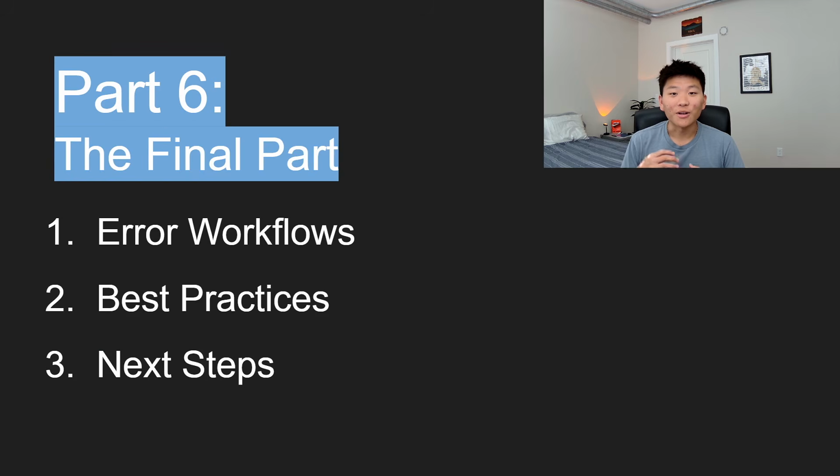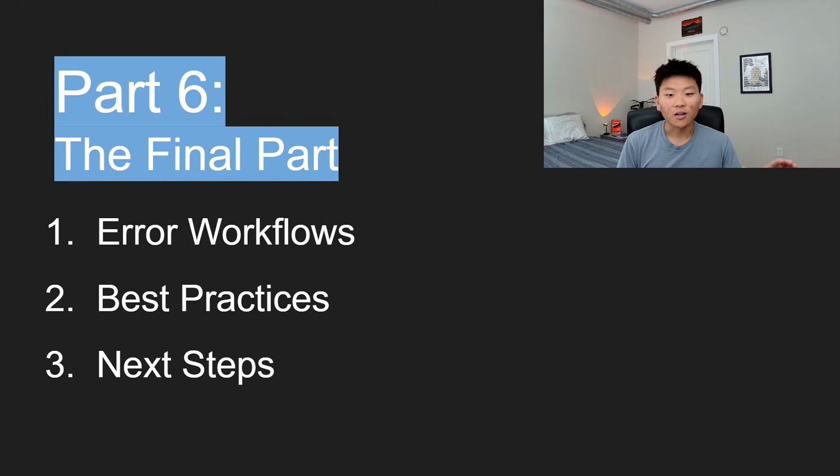All right, we have now made it to part 6, which is going to be the final part of this masterclass. We've covered a lot of ground. We started with the basics of n8n, building your first workflow. We created an AI-powered agent using RAG and vector databases. We made API calls and HTTP requests. We talked about extending your workflows with custom tools and webhooks.